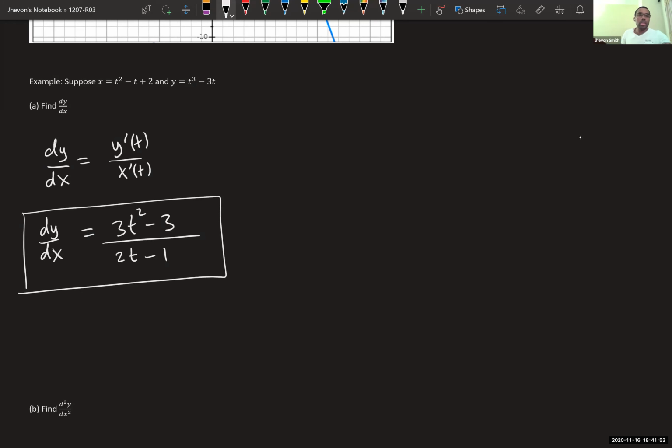So I don't need to go back to the xy variables to talk about the derivative. If I switch to parametric curves, I can talk about derivatives in terms of parametric curves. So that's very useful just by that formula. That's it.